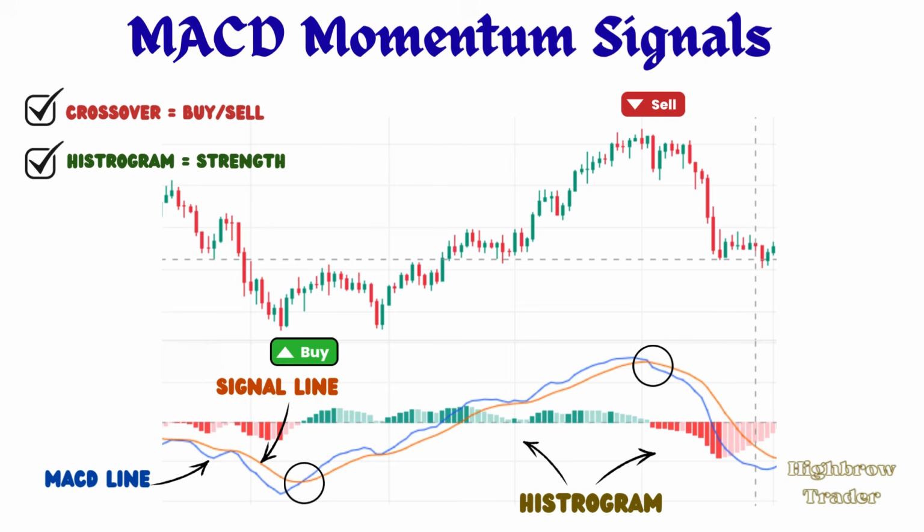When the blue line crosses above the orange line, it's a buy signal. When it crosses below, it's a sell signal. The histogram shows momentum strength. Green bars mean it's rising, red means it's fading. Traders use these signals to confirm trends and decide when to enter or exit trades.